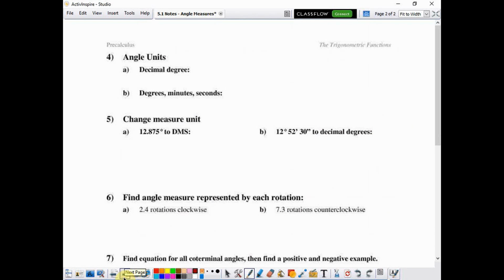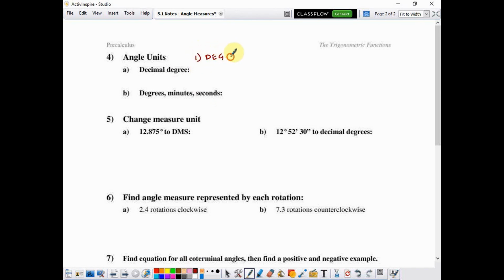All right, now let's talk about angle units. There are two different ways to name your angles by units. There's decimal degrees. That's what we're used to. A degree is 1/360th of a circle.